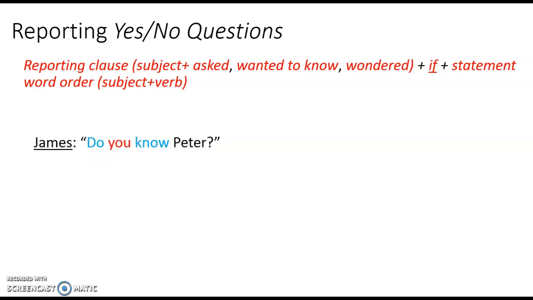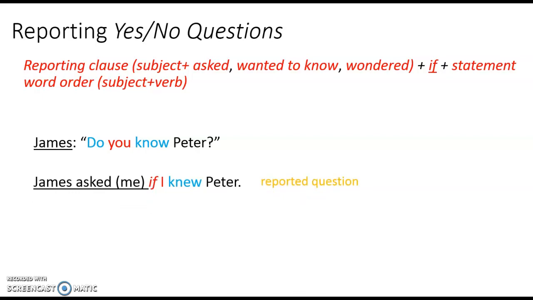James: "Do you know Peter?" James asked me if I knew Peter. This is a reported question. James asked me is the reporting clause. Then comes if, because it's a yes/no question. And then we follow statement word order.